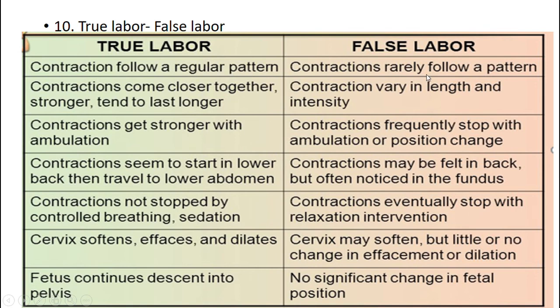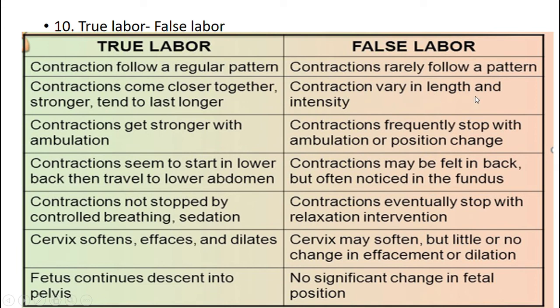Difference between true labor and false labor. True labor contractions follow a regular pattern. Contractions become close together. Contractions get stronger with ambulation. Contraction seems to start in the lower back. Contractions are not stopped by controlled breathing. Cervix often effaces and dilates. Fetus continues descent into the pelvis.